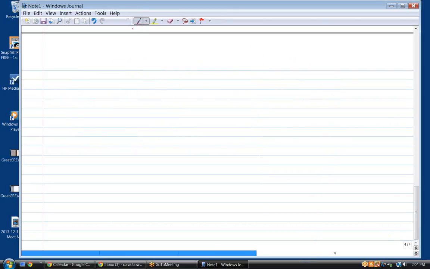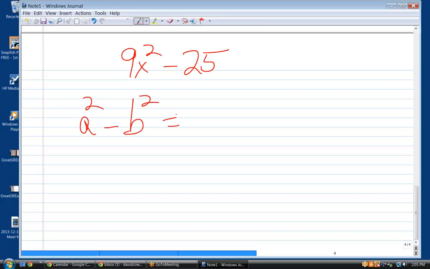All right, my next problem: factor the difference of two squares. It's 9x squared minus 25. The key equation you want to remember, and this is really important because you can't imagine how often you're going to get this question, is the difference of perfect squares. And what it factors into is this.